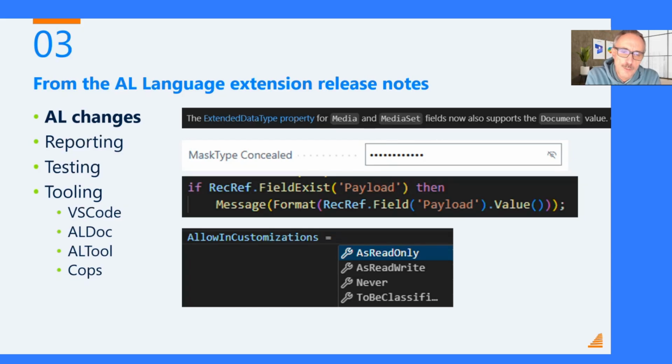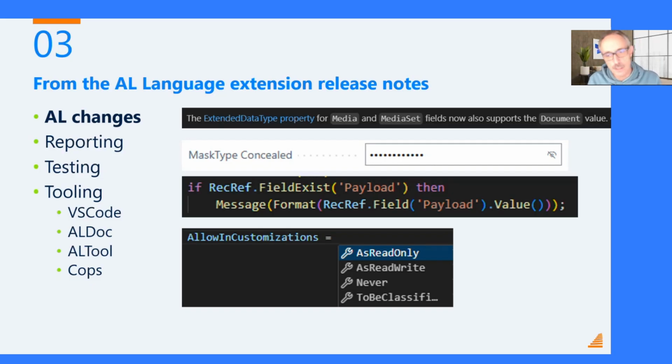Then there is a property in customizations, in your tables, in your fields. You can say, okay, can other developers use this field in a customization? And until now, there was a setting called never, and there was a setting called always. Always is deprecated now. You should not use that anymore. But instead, you use one of these, as read only and as read write.